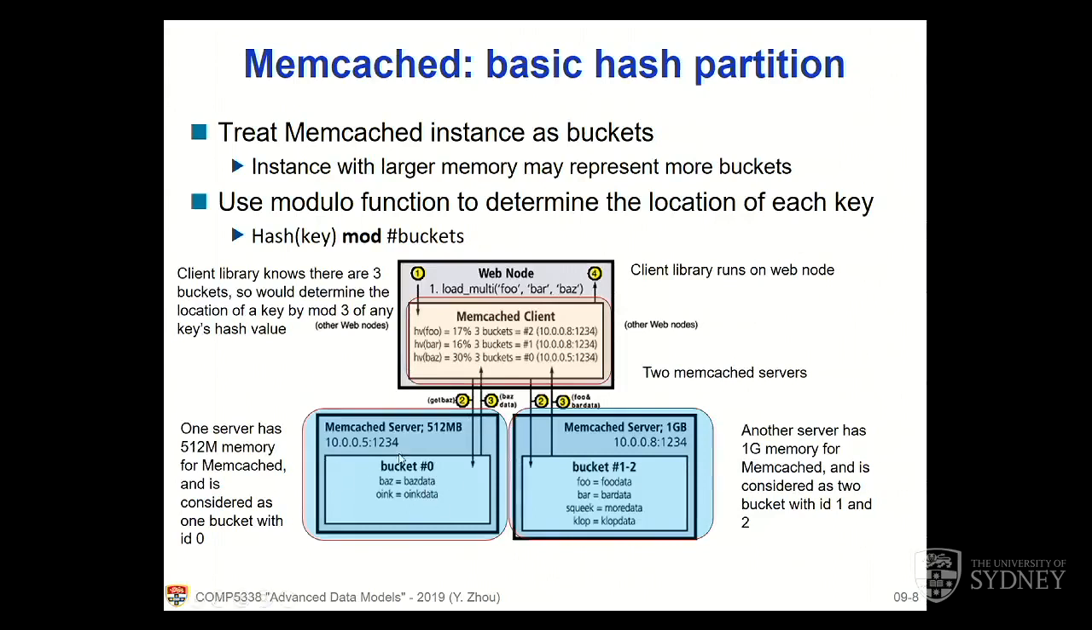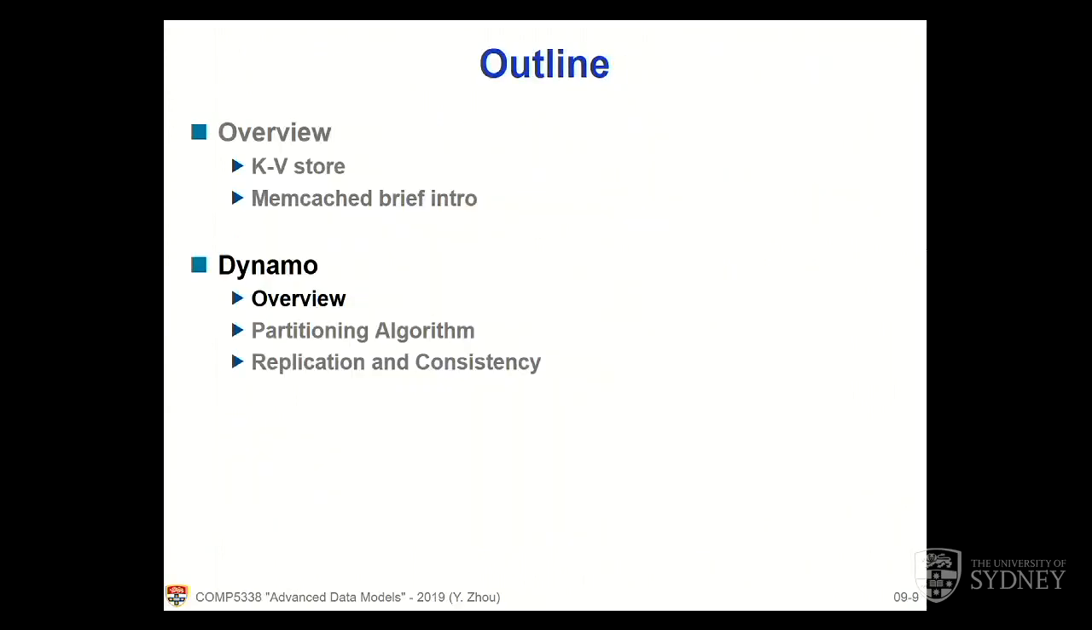And then inside each memcached server, it has its own way to decide where this key's data is stored. Okay, so that's a very simple overview and introduction to a simple implementation. This doesn't involve replication or fault tolerance, recovery from a crash. All of this is maybe covered in Dynamo.